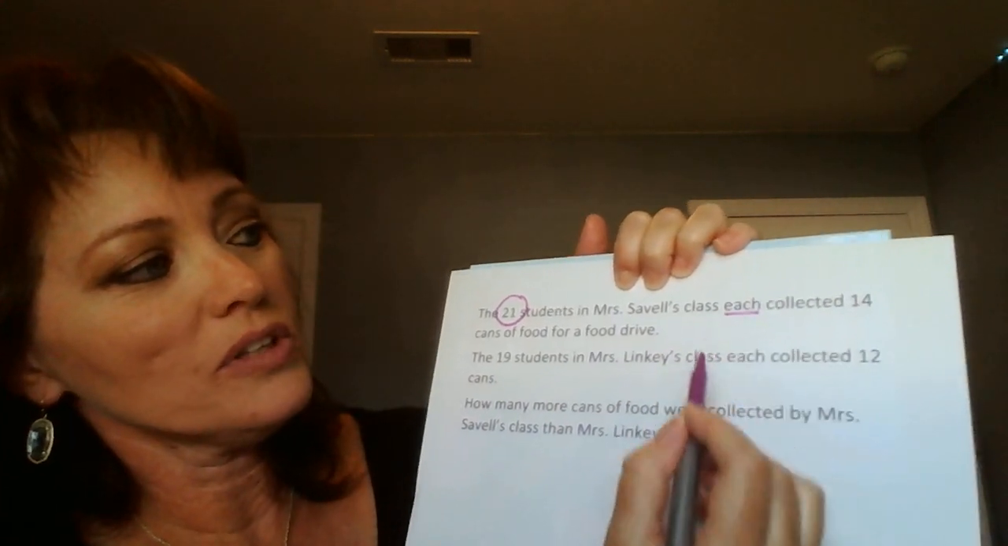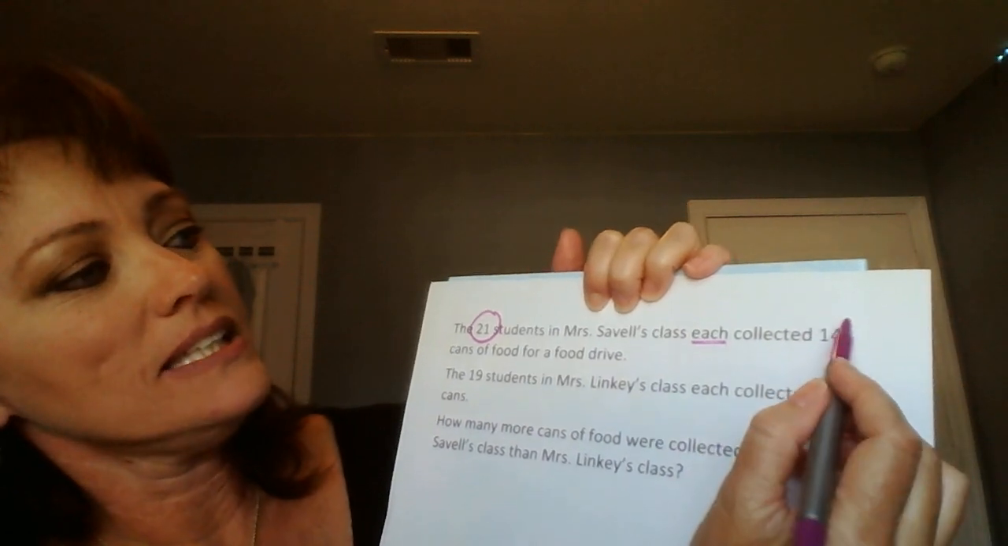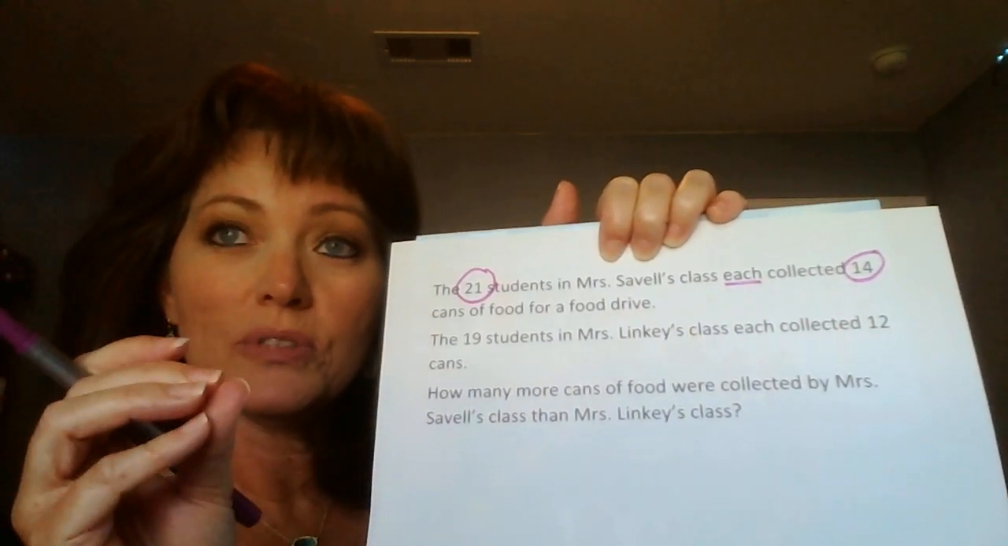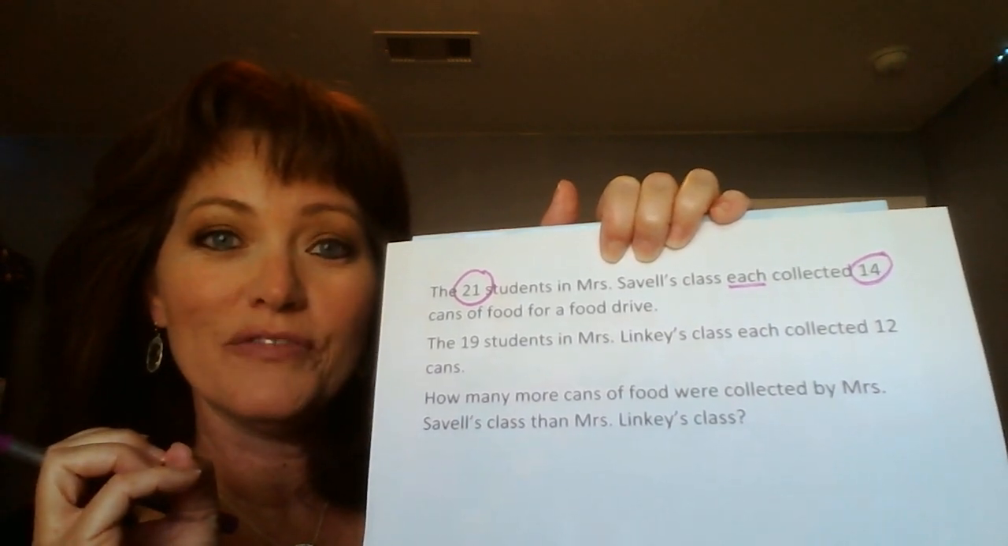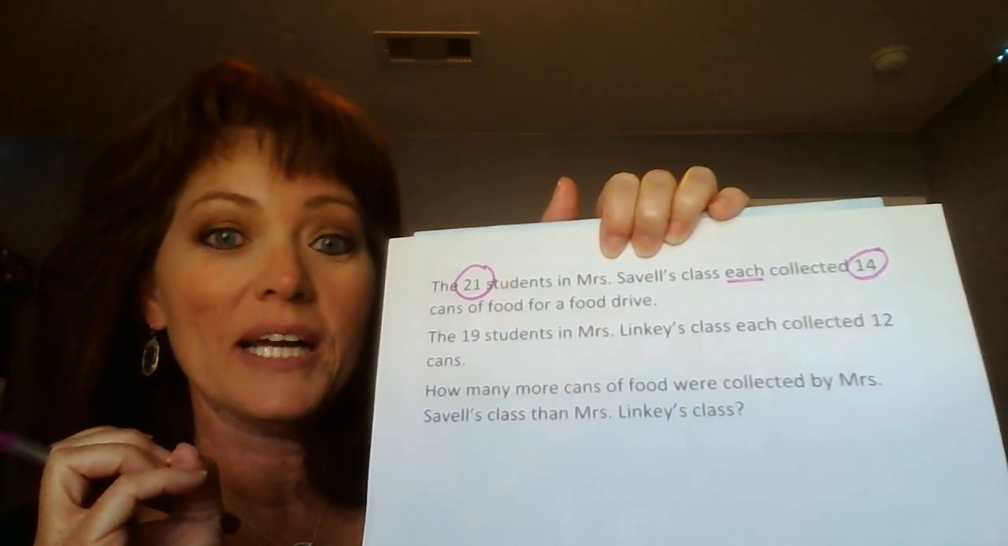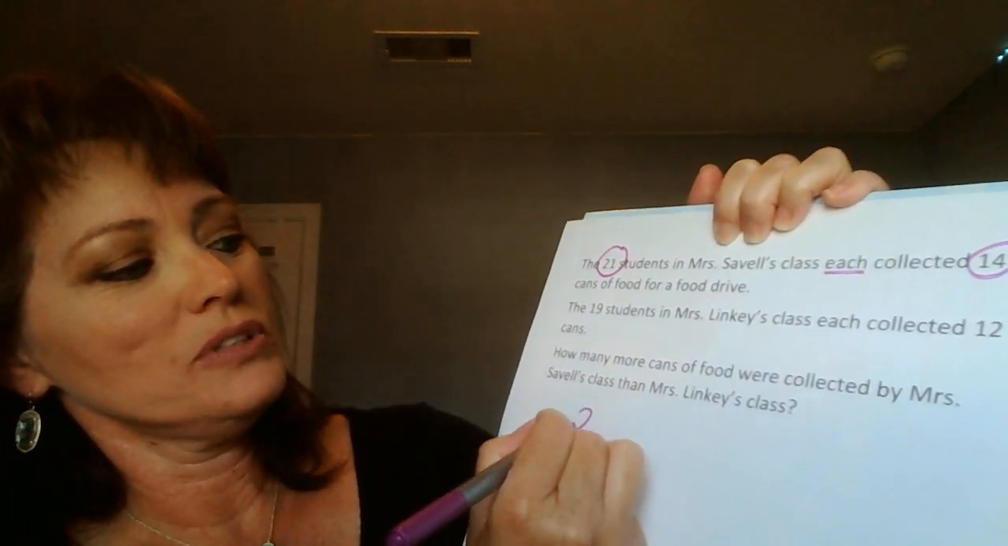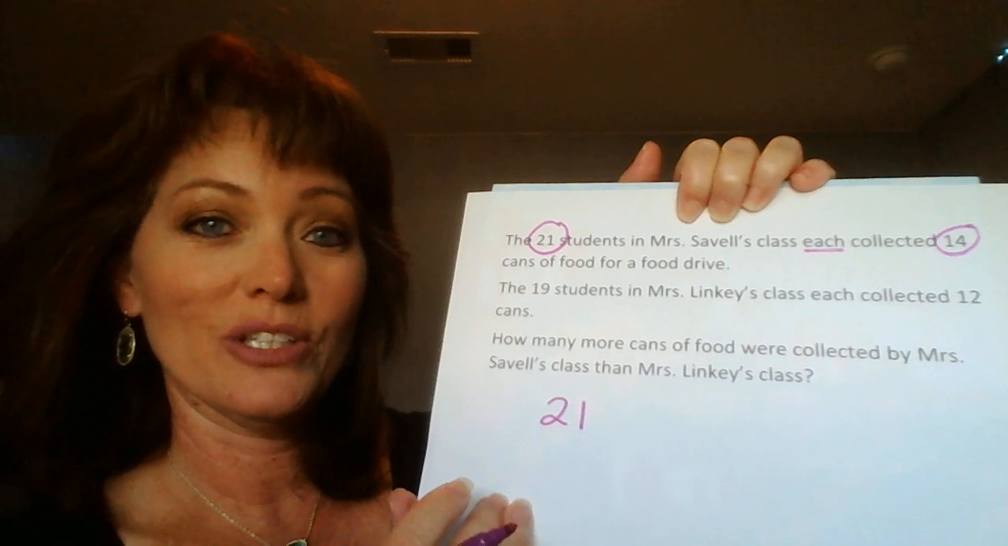So we have first step, 21 students in Mrs. Savell's class, each, that's an important word, collected 14 cans. So picture each student holding 14 cans of food. We're going to multiply 21 times 14. We will use the standard algorithm this time.